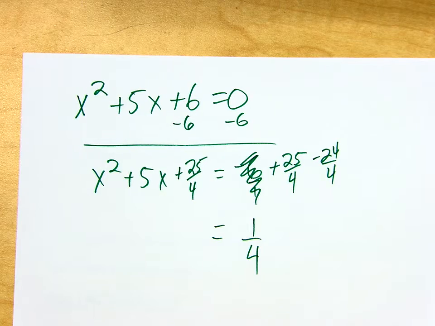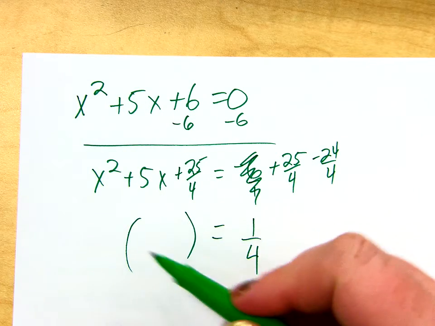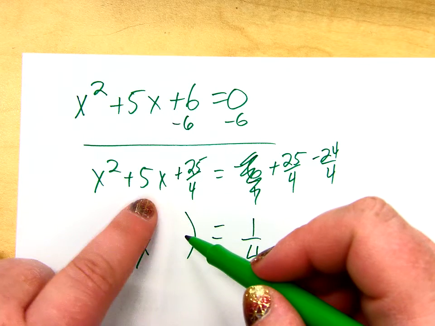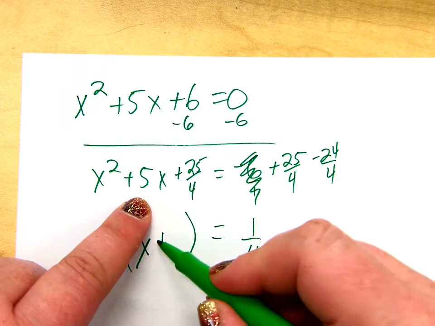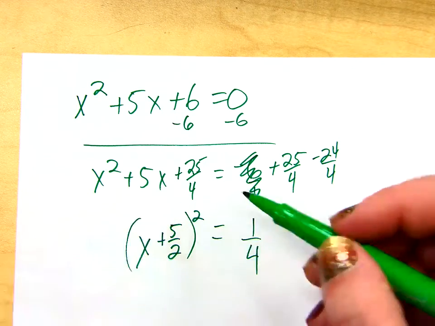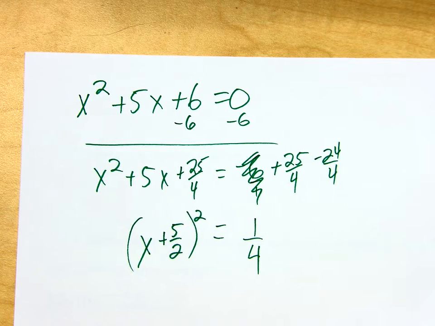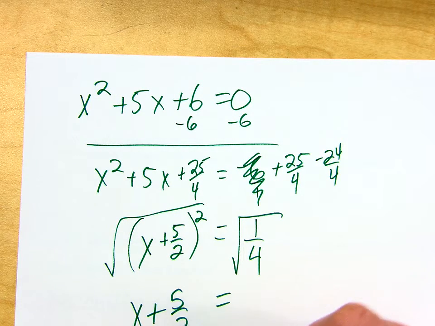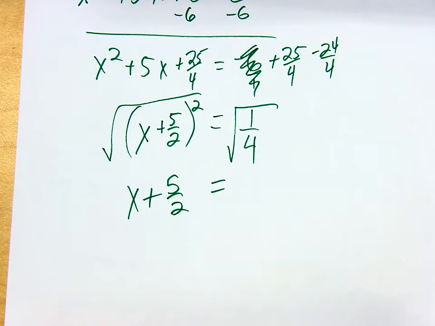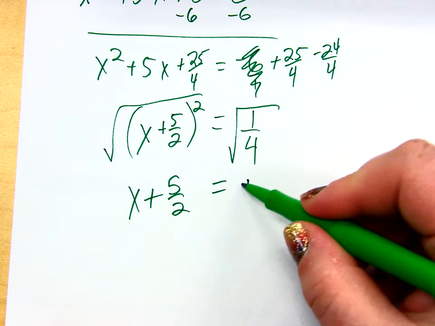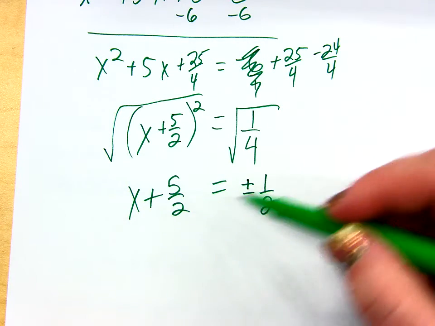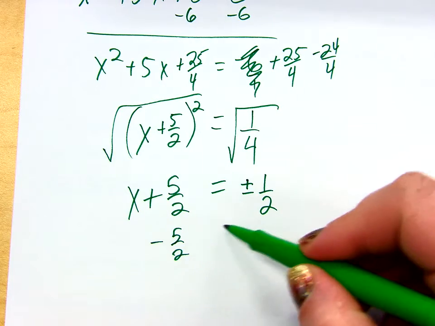On the left-hand side, normally you would factor this, but we're going to follow the pattern. It's always in the parentheses x and then half of that number, which is 5 over 2. Always, always, always. Now I square root both sides. What is the square root of 1/4? Positive and negative 1/2, right? Plus minus 1/2. Now I just minus the 5 halves.